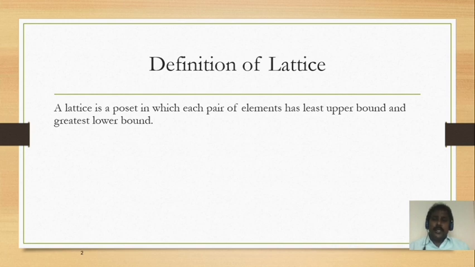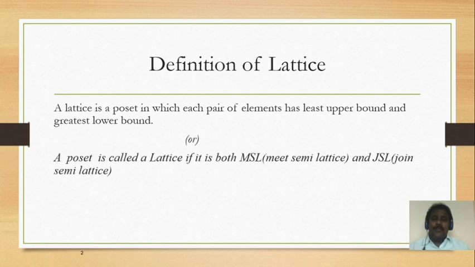Here it must have a least upper bound and greatest lower bound, then it is called a lattice. So the definition of a lattice: a lattice is a poset, which satisfies the three conditions, in which each pair of elements has the least upper bound and greatest lower bound. Or simply we can say that a poset is called a lattice if it has both MSL and JSL. What is the meaning of MSL? Meet semi-lattice, and JSL means join semi-lattice. So it must have both meet semi-lattice and join semi-lattice, then it is also called a lattice.